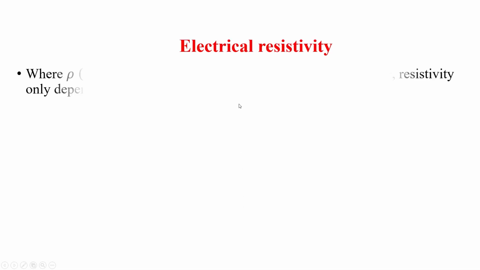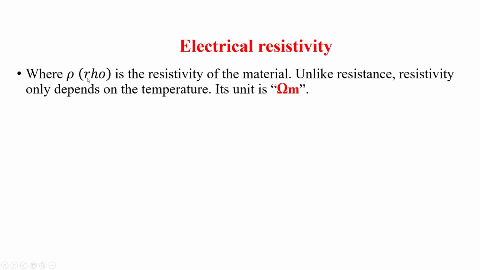So what is electrical resistivity? Here rho is the resistivity of the material. Unlike resistance, resistivity only depends on the temperature. So resistivity is more specific, and it only depends on the temperature. Its unit is ohm meter. Resistivity can be found by rearranging the formula for resistance, that is rho equals R multiplied by A over L.